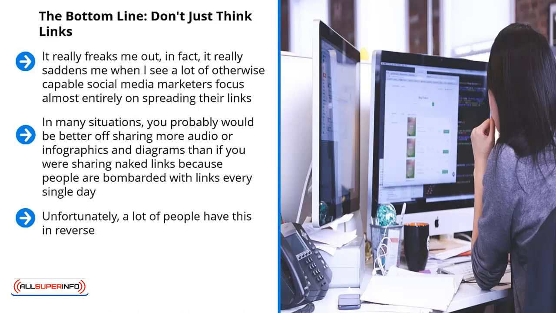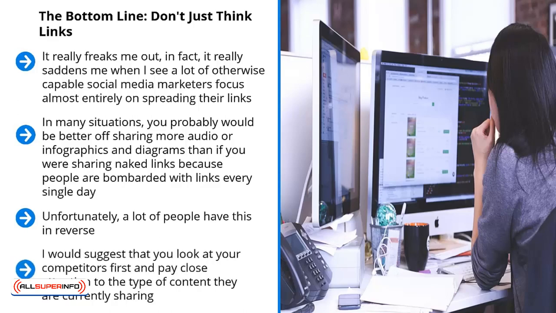Also, not all of these formats work with your particular style of website. I would suggest that you look at your competitors first and pay close attention to the type of content they are currently sharing. What kind of format do they use? Are they sharing mostly picture quotes? Are they focused primarily on video? Do they have a special fondness for diagrams? This is not random. This is actually telling you all you need to know about how to appeal to your target audience members.